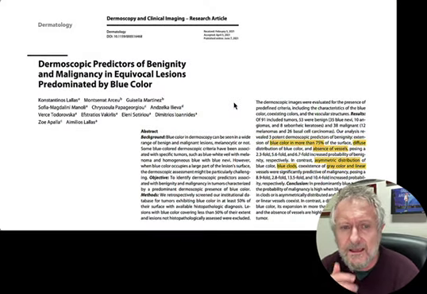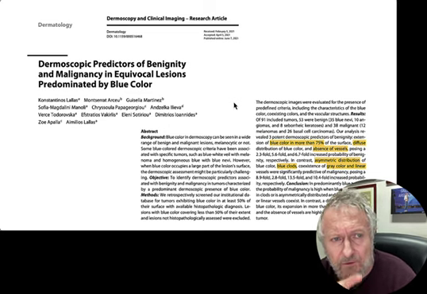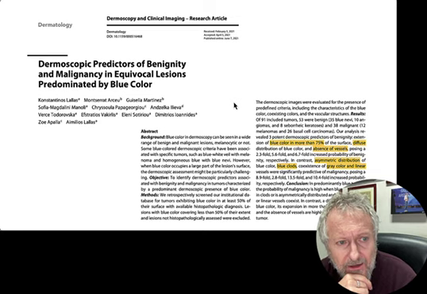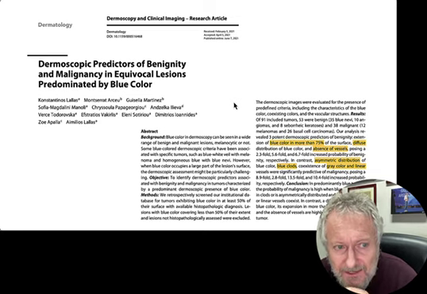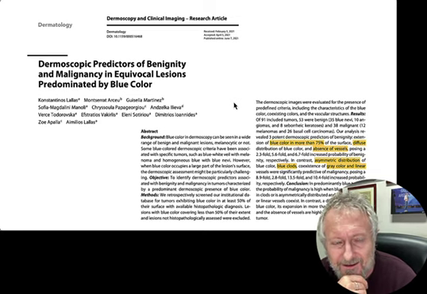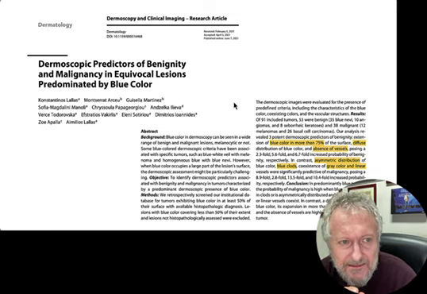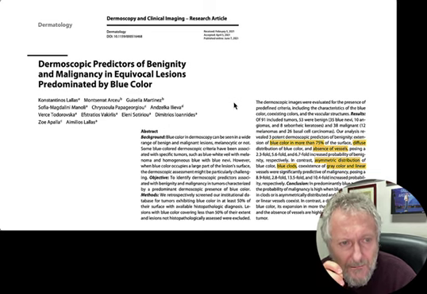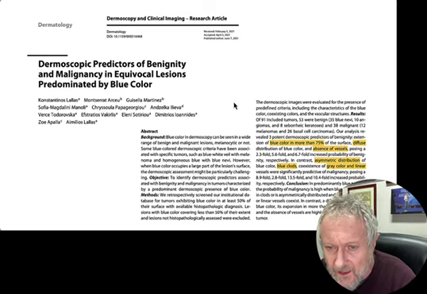It's extremely nice. By the way, there is a much more recent paper published by Costantino Lallas and Emilio Lallas. Costantino is a nephew of Emilio, and they performed a very nice study on the dermoscopic predictors of benign and malignant equivocal lesions which are predominated by blue color. And what did they find out?